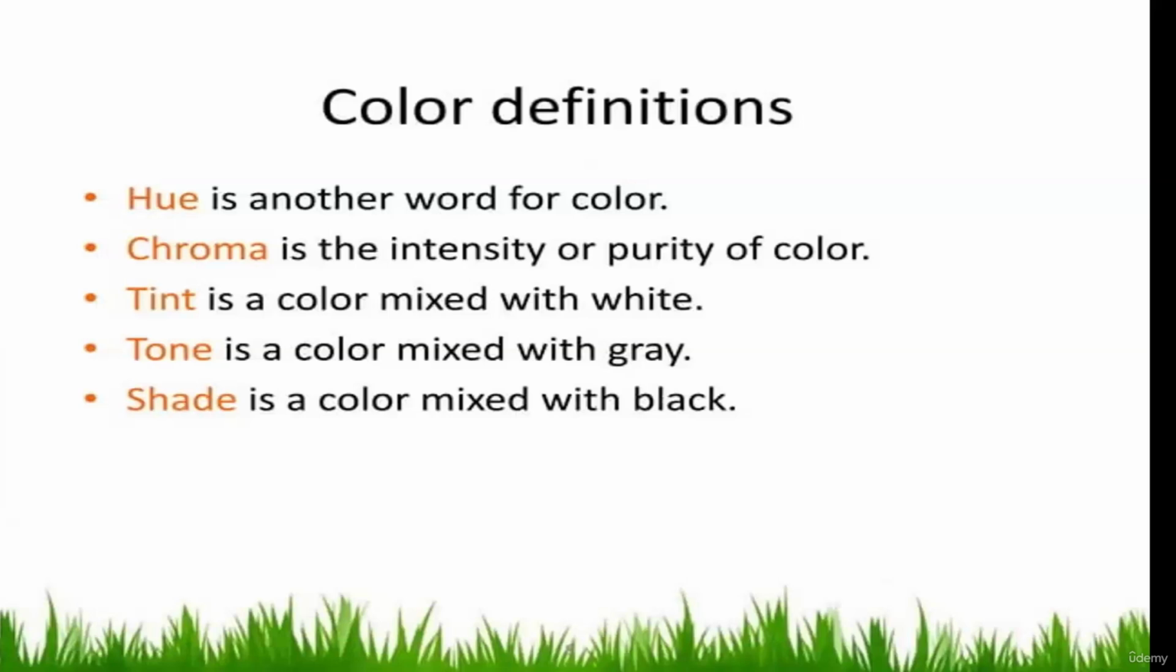Chroma. Chroma is the intensity or purity of color. Tint. Tint is a color mixed with white. Tone. Tone is a color mixed with gray. Shade. Shade is a color mixed with black. There are some more colors I want to discuss about it. Saturation, that is the intensity or purity of a color.